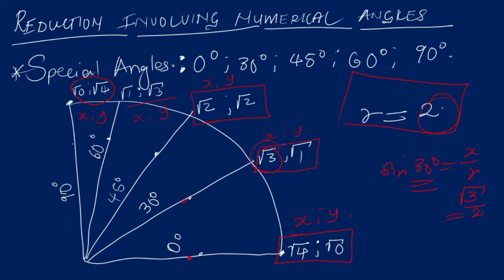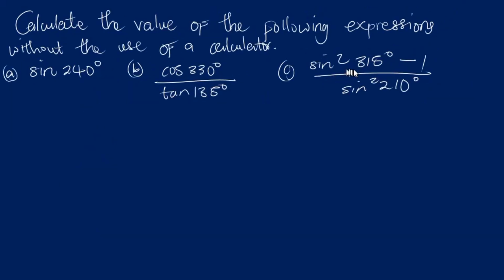So now, let's get to the meat and bones of this thing. Here are the following questions, saying calculate the value of the following expressions without the use of a calculator. Starting with the first one, the sine of 240 degrees. There are several things here. I'm not sure about cofunctions, they might be there, but we definitely have reduction, right? So look at this one here.